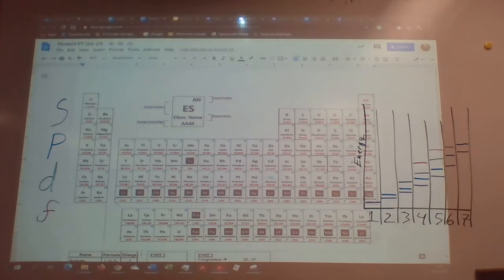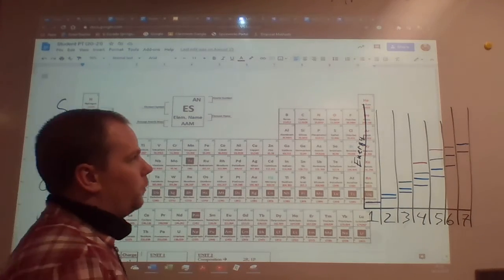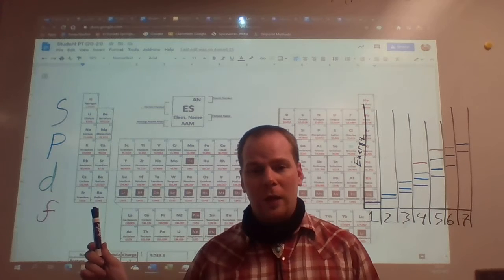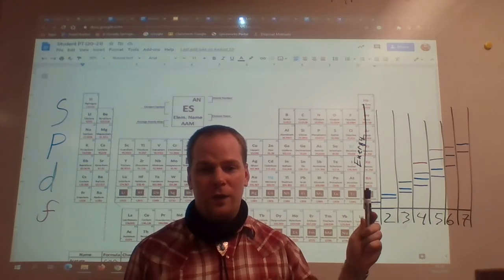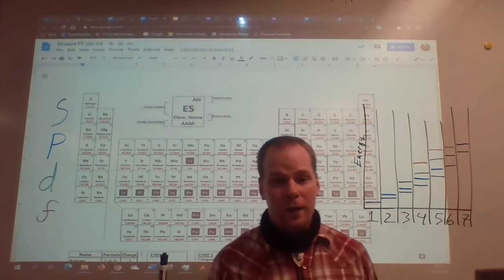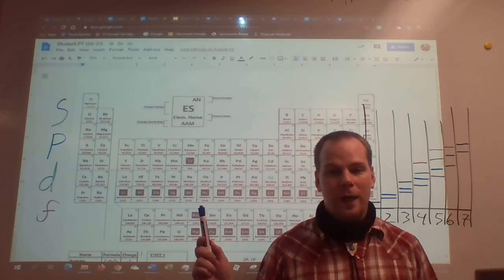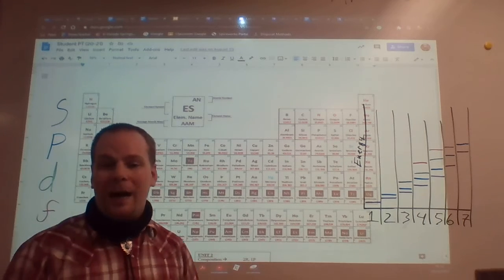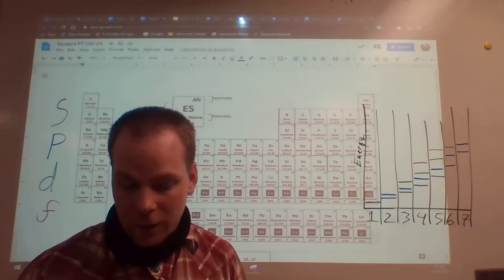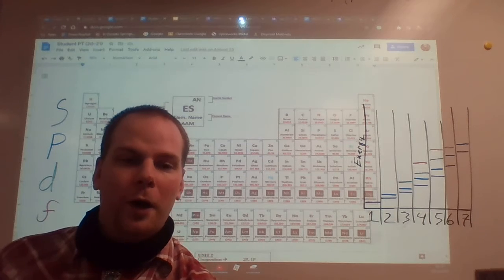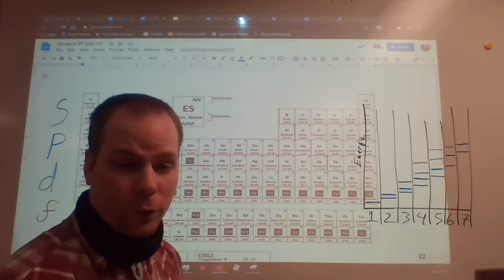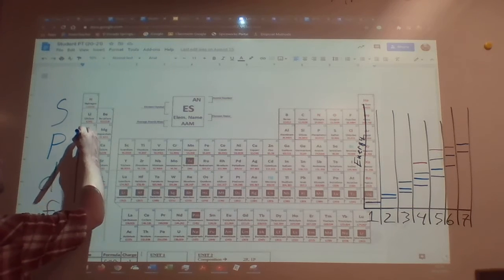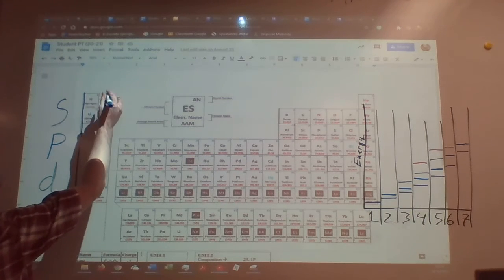Now, with a little logic, it's not that hard to figure out which one's which. The S block is 2 elements wide, the P block is 6 elements wide, the D block is 10 elements wide, and the F block is 14 elements wide. So I'm going to outline these in their respective colors, and this is the thing I couldn't do in class. And hopefully this will help as a visual as we're moving forward.